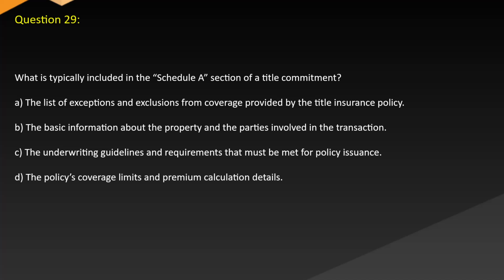Question 29. What is typically included in the Schedule A section of a title commitment? A. The list of exceptions and exclusions from coverage provided by the title insurance policy. B. The basic information about the property and the parties involved in the transaction. C. The underwriting guidelines and requirements that must be met for policy issuance. D. The policy's coverage limits and premium calculation details.